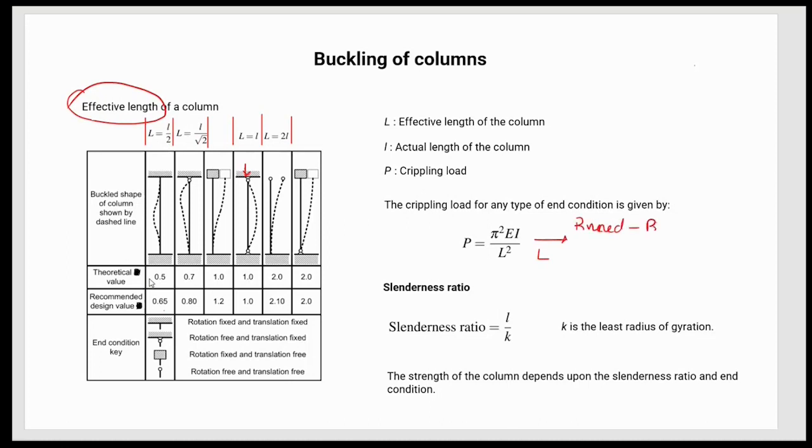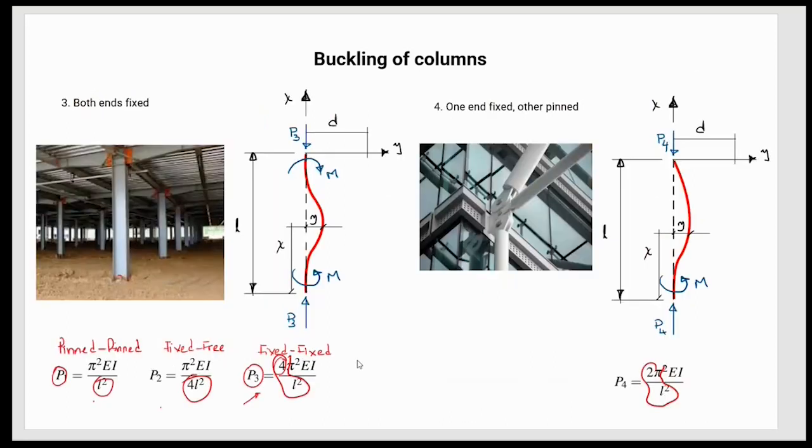pin is going to be transformed into pi squared EI divided by L squared, which is the same reference case. But imagine that it's not pin, but fixed. Then the formula for fixed is P equal to pi squared EI divided by L squared, where L squared is going to be L divided by 2, squared, which transforms into 4 pi squared EI divided by L squared, which is the same representation we have here.